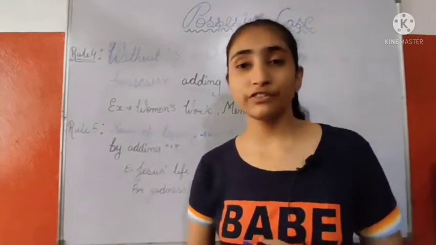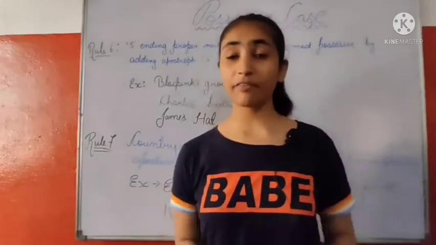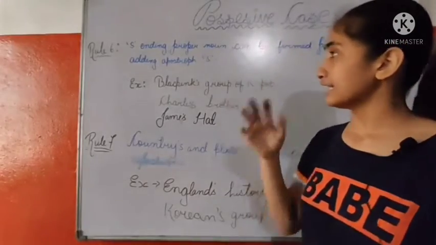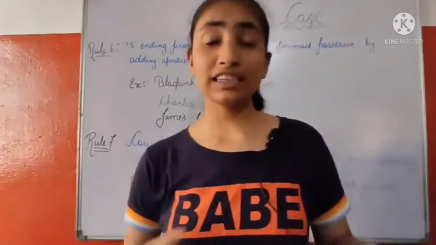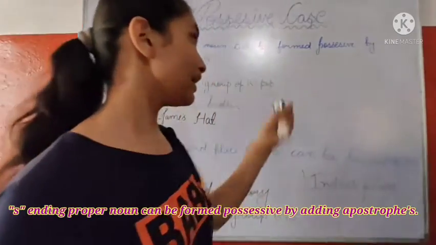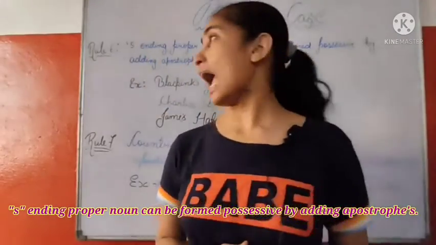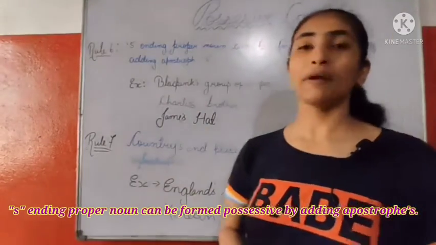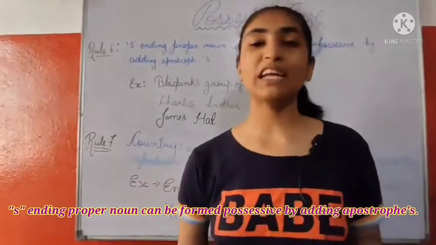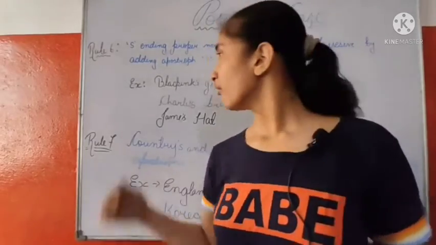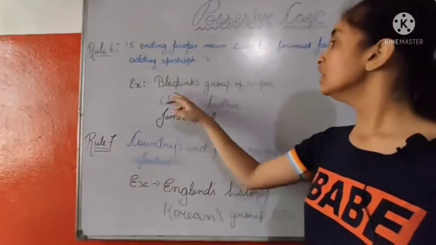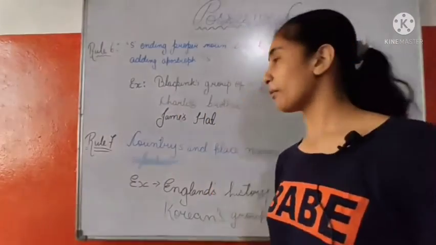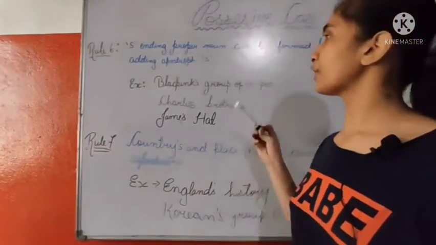So now let's move to our next rule. If we talk about our next rule, then rule number 6 says that s-ending proper nouns can be made possessive by simply adding apostrophe s. Again I am repeating, s-ending proper nouns can be made possessive by simply adding apostrophe s. For example, Blackpink's group of K-pop.